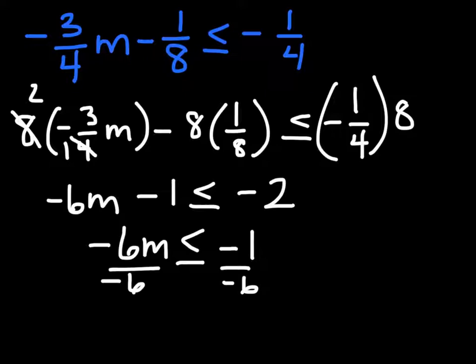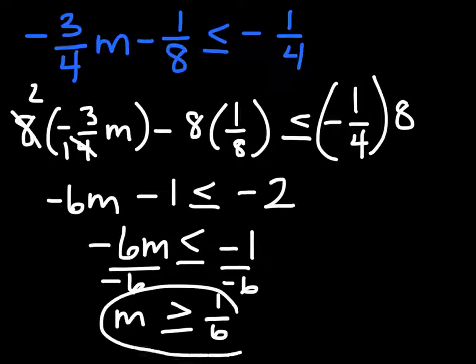Don't forget, when we divide by a negative number, we have to change our inequality sign so it becomes m is greater than or equal to 1/6. So our final answer is m is greater than or equal to 1/6. That wraps up Chapter 5.7.